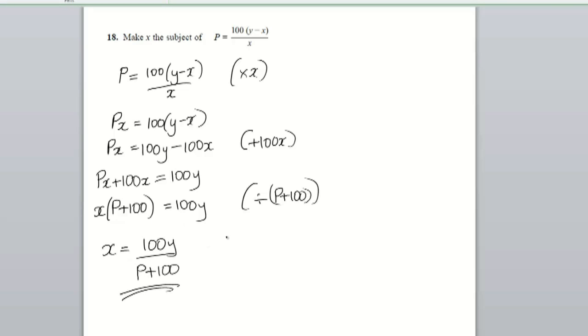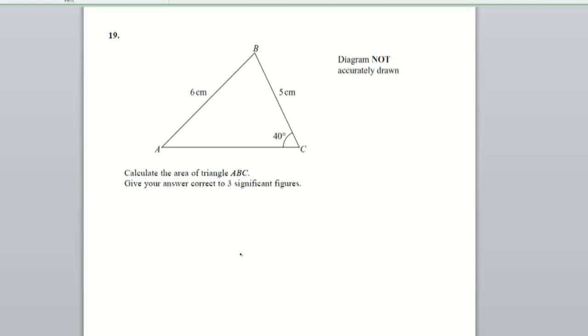These always follow the same sort of routine. X occurs in more than one place, and that's the thing you have to make the subject. Then what you have to do is collect the terms involving x and factorise. This particular question you're not able to do at the moment because we don't know enough about it and it's not a right angled triangle.